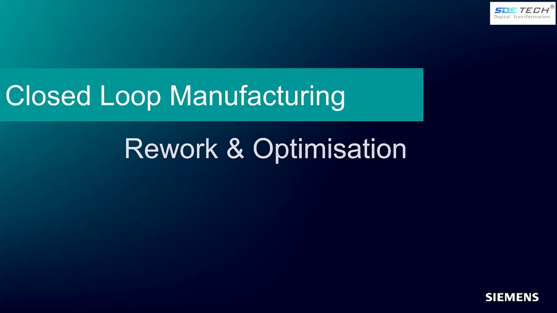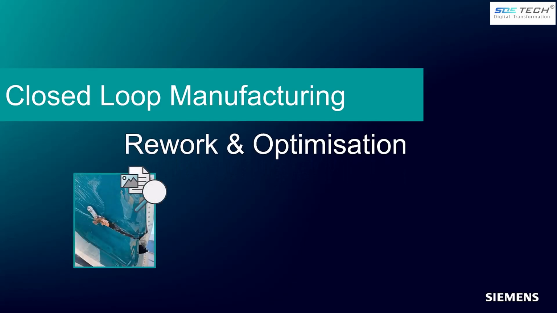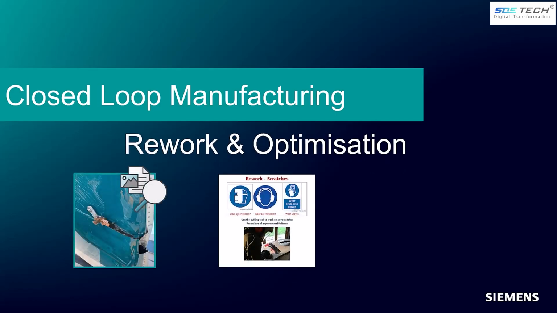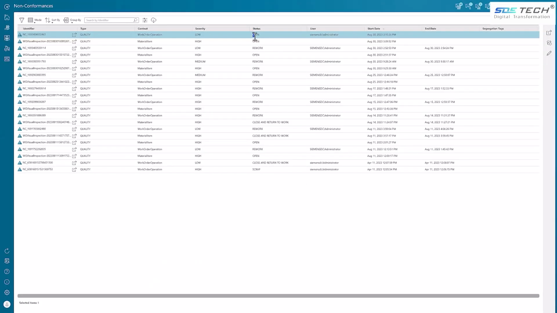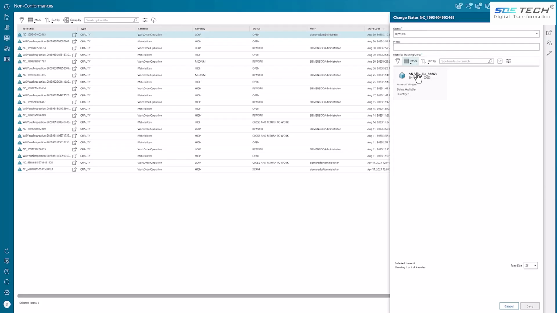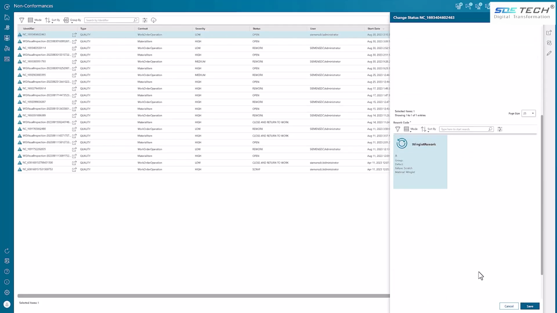Now engineering have investigated the defect and defined a rework process in Teamcenter. This will now be made available in Opcenter to assign to the non-conformance and send back to the shop floor to be repaired. I can see that the non-conformance status has been changed back to open and a rework process is now available to select and issue to the shop floor.